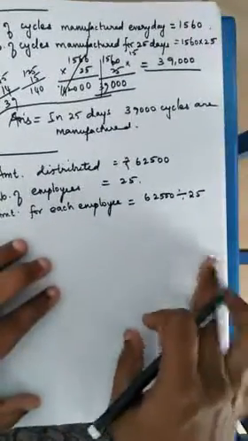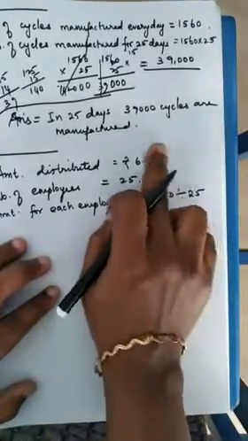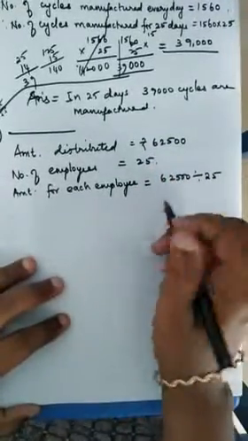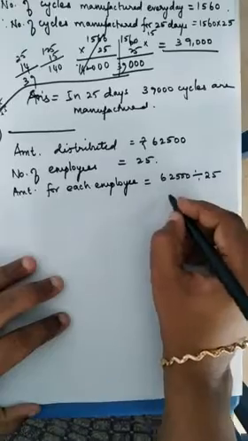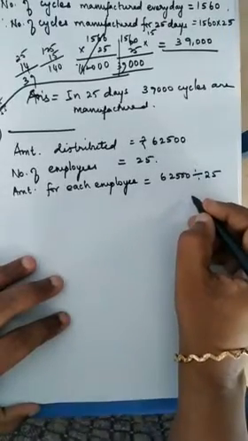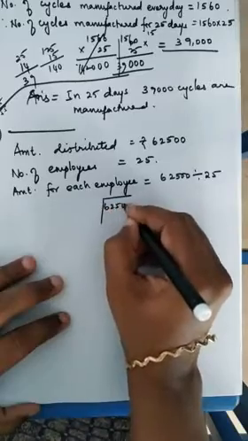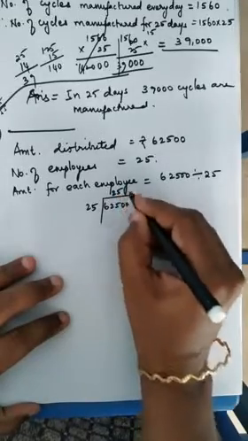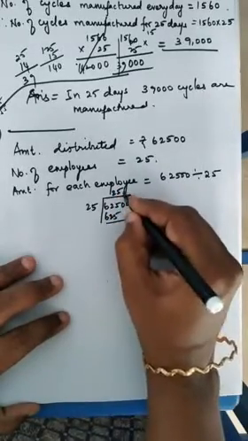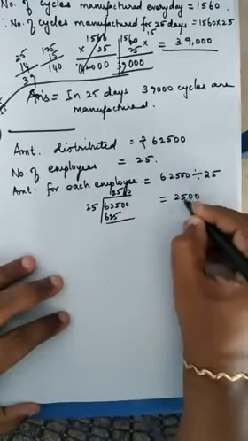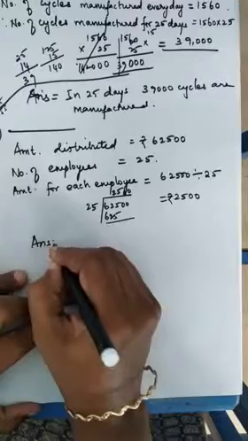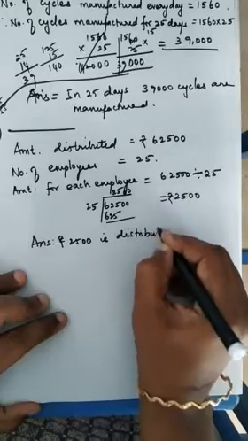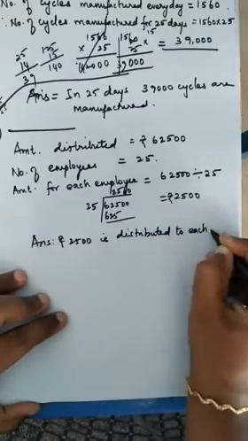Because this is a whole amount, I am going to divide and give it to 25 people. So I have to divide 62,500 by 25. 25 into 25 you get 625. Then I'll be having 2 zeros. So that is 2,500 rupees. So in the answer I can say rupees 2,500 is distributed to each employee.